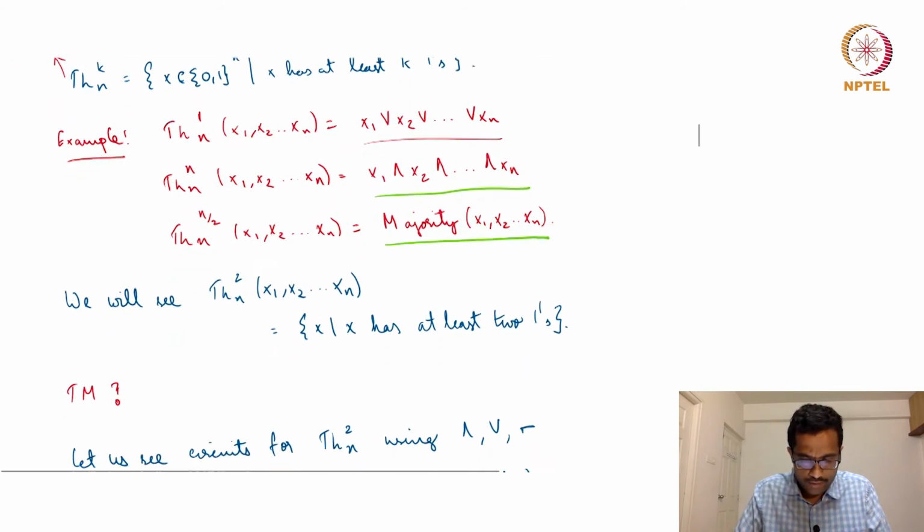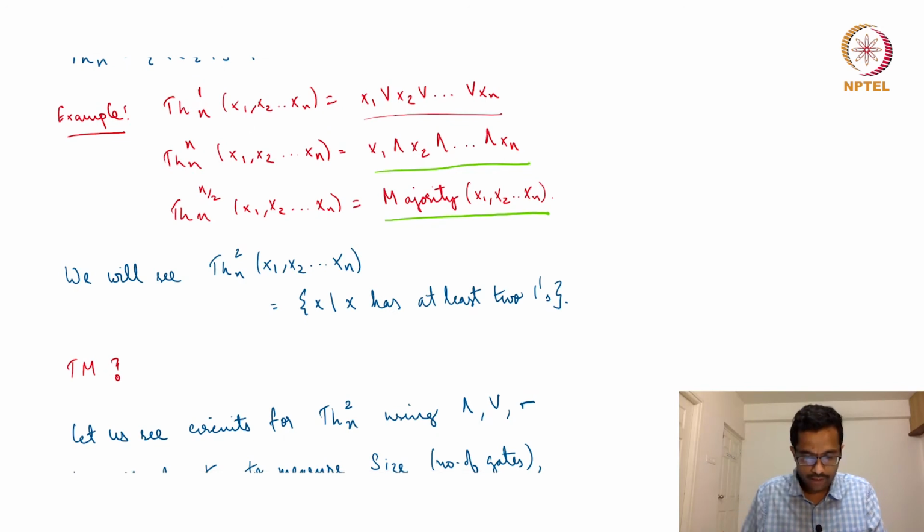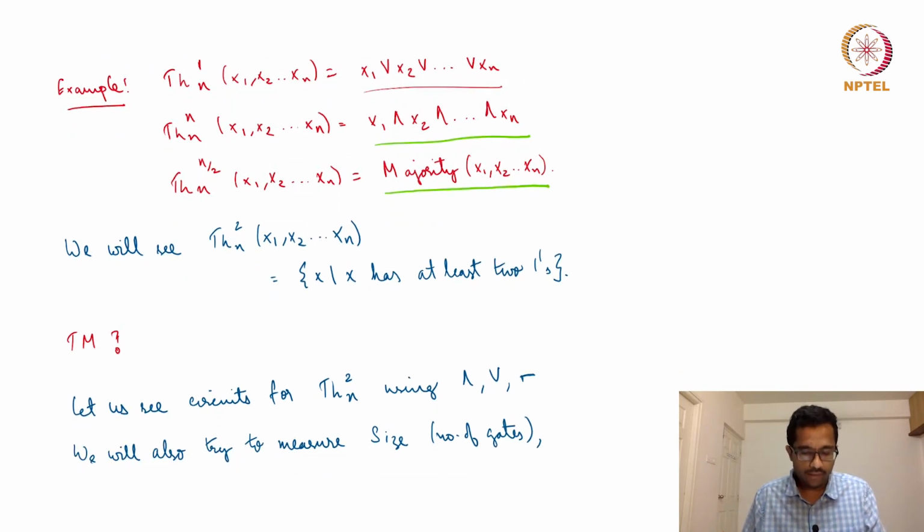And what we will see is, from this threshold family, the language threshold n with k equal to 2. Okay, so x1, x2 up to xn are the individual bits, right? These are the individual bits, and the strings in the language are those strings that have at least 2 ones. Okay, set of all x that have at least 2 ones.